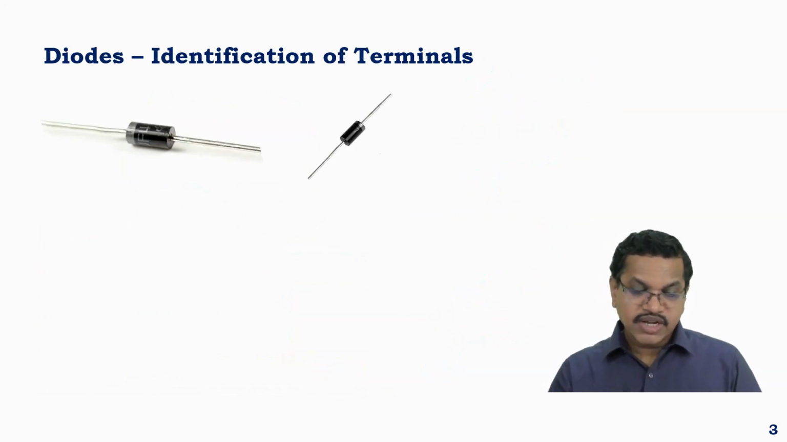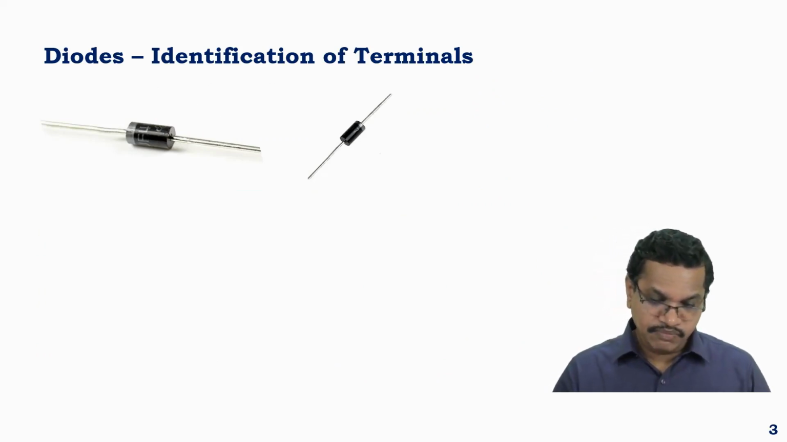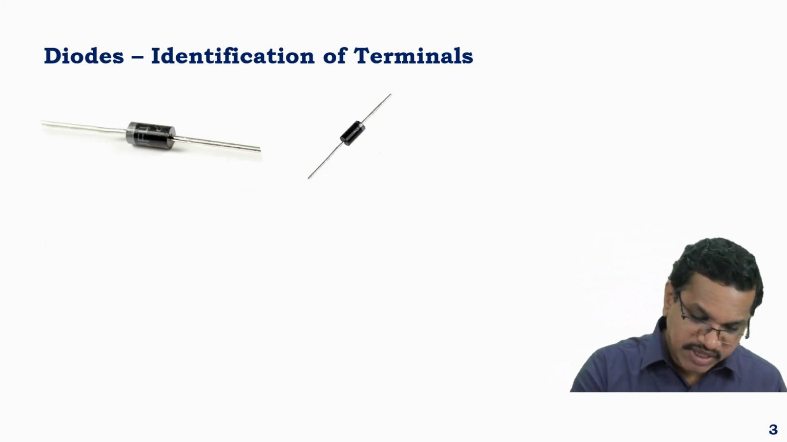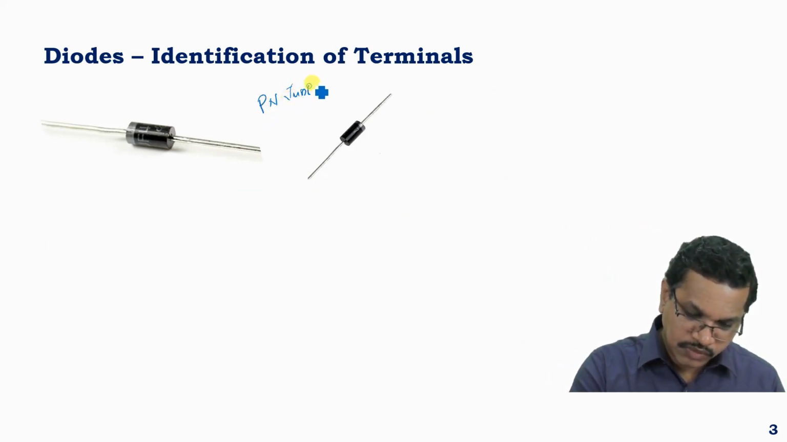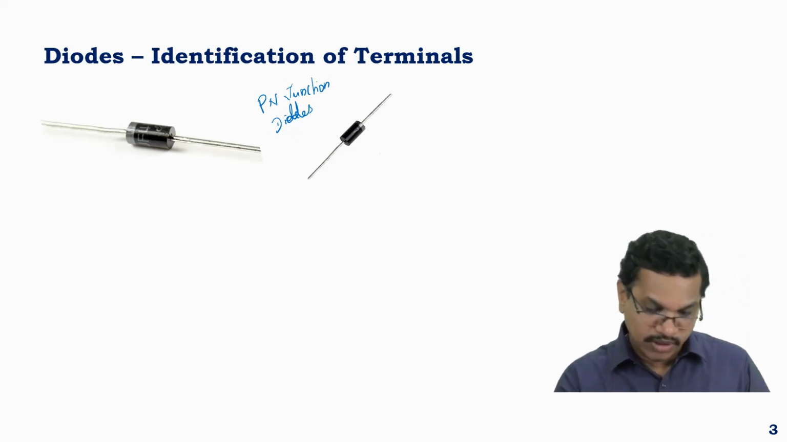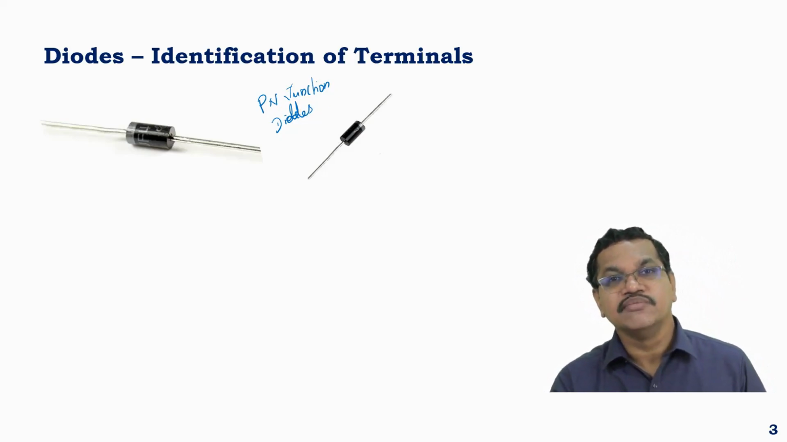The second one is going to be the terminal identification of diodes. There are two images shown over here. They are called p-n junction diodes. You have two terminals. They are called cathode and anode. You have to identify cathode and anode so that you can use the semiconductor device, the p-n junction diode, in forward bias mode or in reverse bias mode.